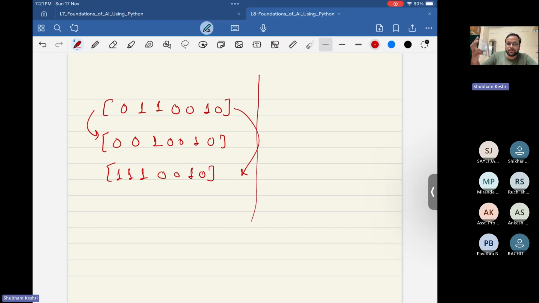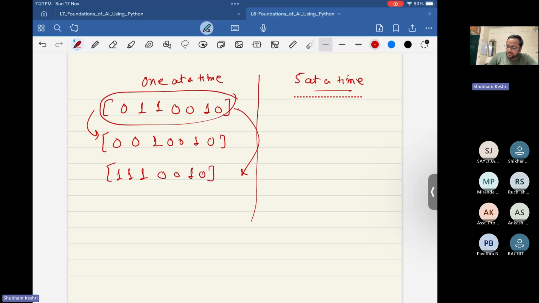You can flip two at a time. Over here we are doing one at a time. We can do 2 at a time, 3 at a time, and so on. The more you increase, suppose you are doing 5 at a time, that is a very far away neighbor, and you are going from one solution to that solution. You are drastically changing a solution.